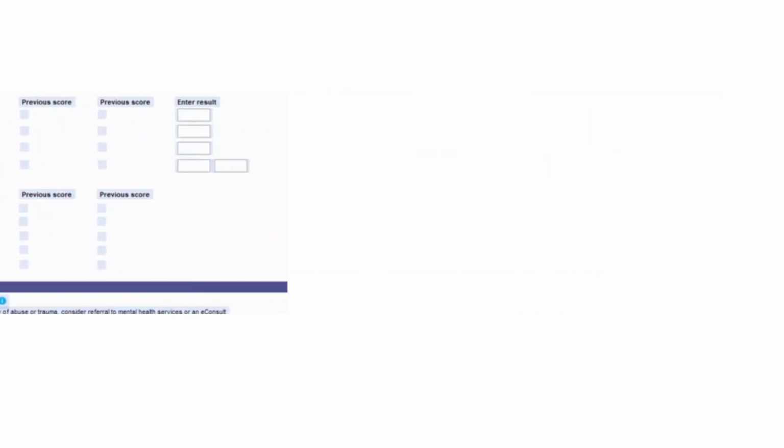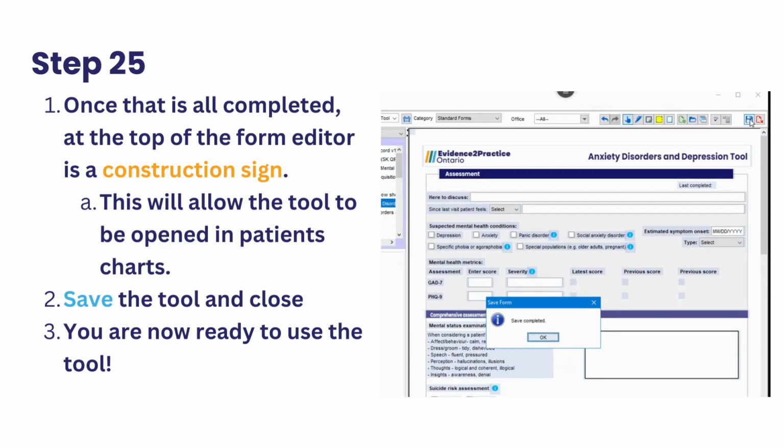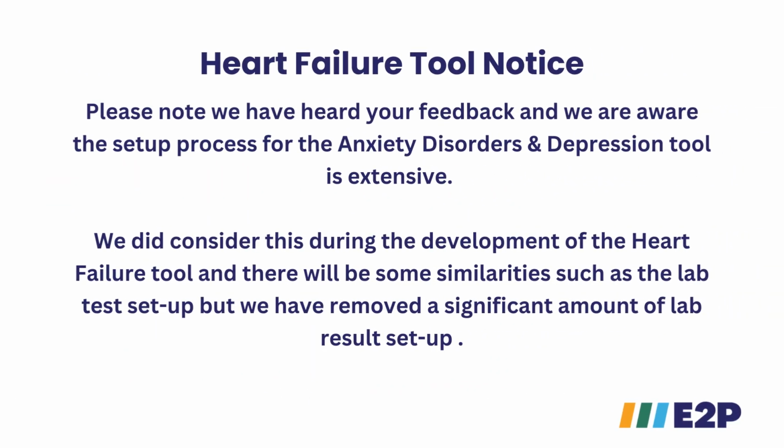Step 25. Once that is all completed, at the top of the form editor is the construction sign in orange. Click on the sign to turn it blue. This will allow the tool to be available to open in patient's charts. Make sure to press Save, then click OK to save your work.